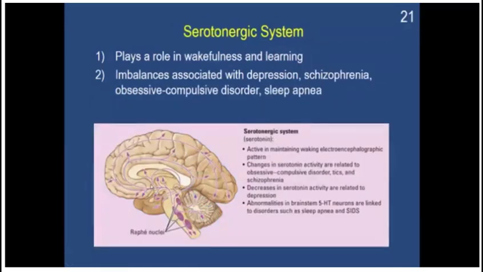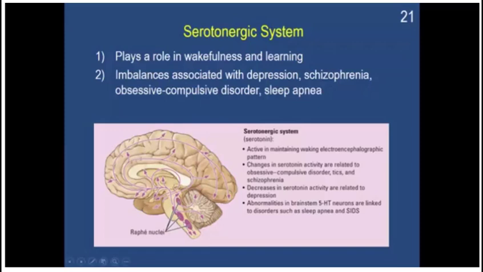The serotonergic system, as I mentioned, has been linked with depression, and that seems to be the primary thing that most people go to when they think about serotonin, but it's actually responsible for a lot of other things in the brain and in our behavior. It plays a major role in our wakefulness and our ability to learn and long-term memory. It also has a major impact on our emotions, especially anger. So imbalances have been associated with depression, as we talked about, but also schizophrenia, OCD, and sleep apnea. So it's just not depression. It's way more complicated than that.